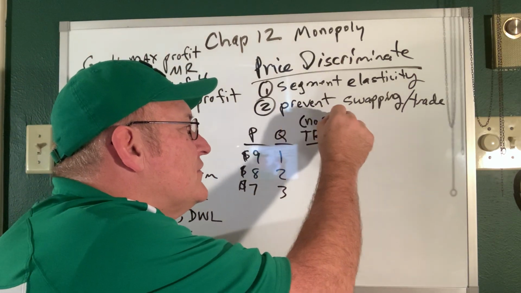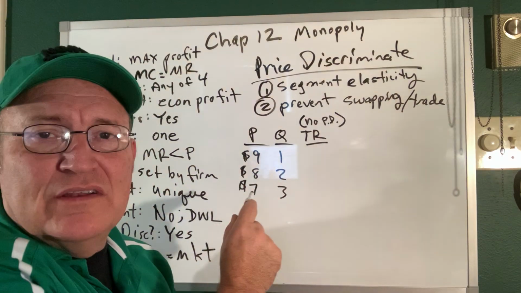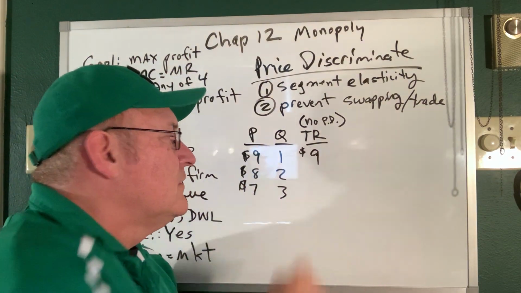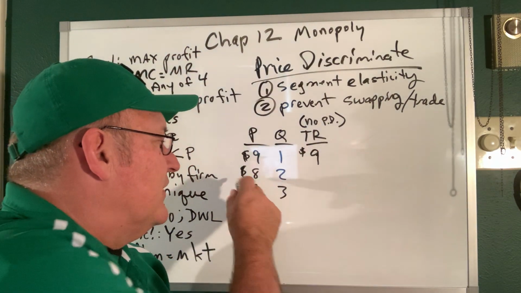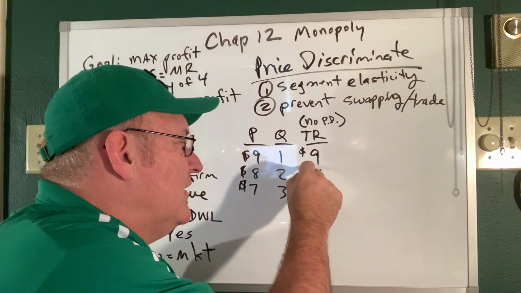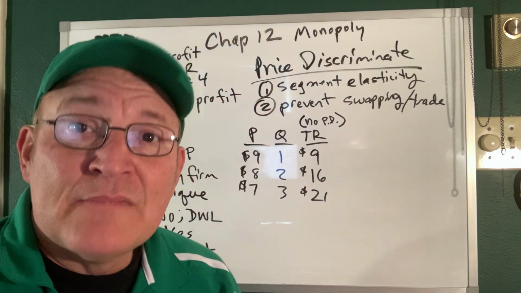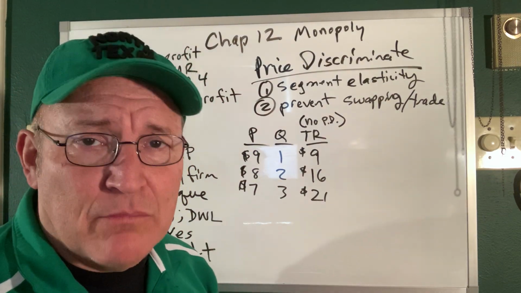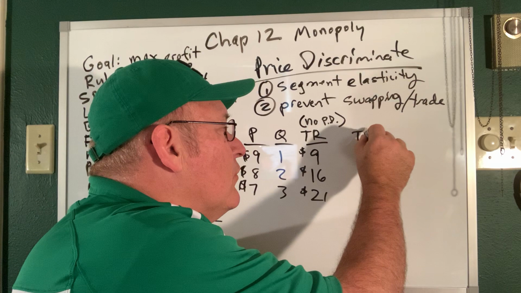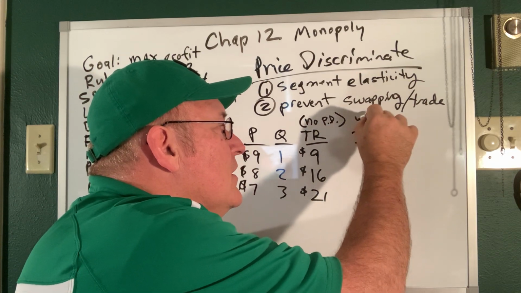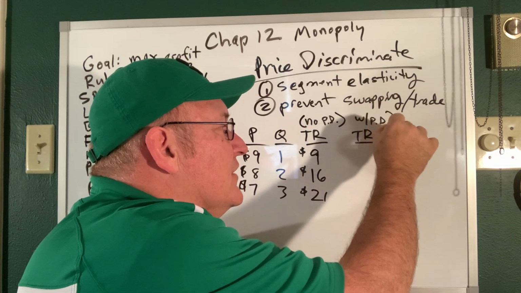Okay, what's the total revenue? Well, they sell 1 ticket at $9. 1 times 9 is 9. If they sell 2 at 8, that's 16. 3 at 7 is 21. Okay. Now look what happens when they're able to price discriminate. So here's total revenue with price discrimination.